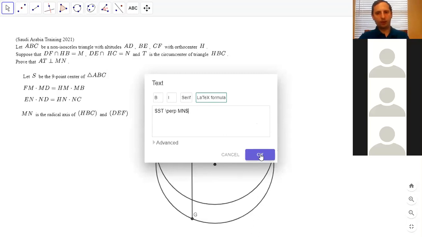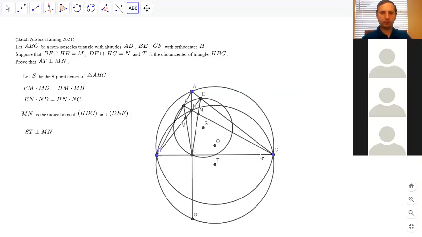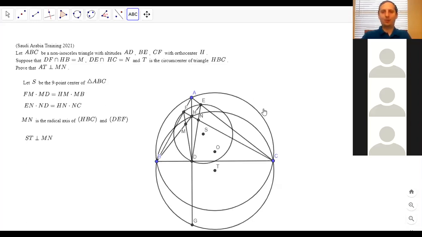And then can we show A, S and T are collinear? Is that just by reflecting? Because S is the midpoint of OH. And OT is equal to AH. So yeah, I don't know why this one's way easier.